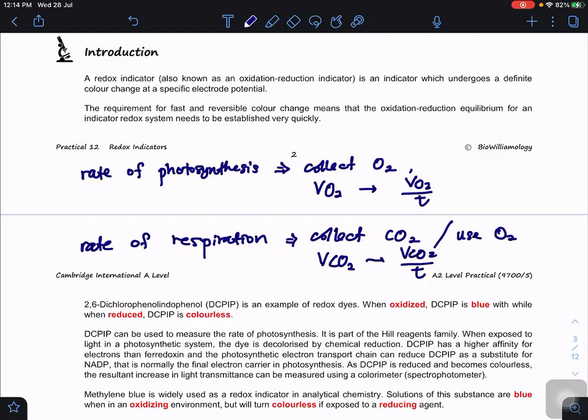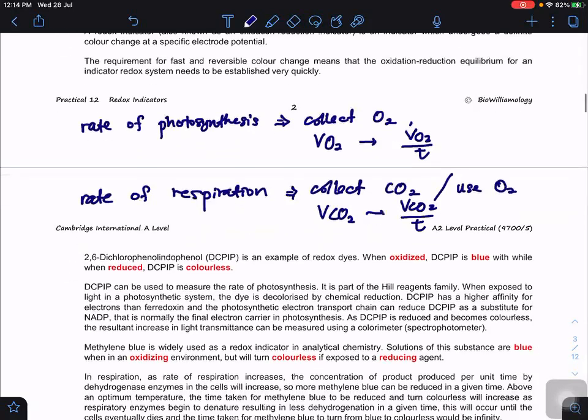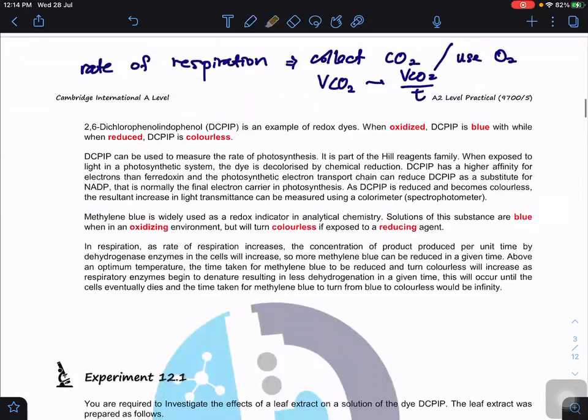But sometimes we want a very quick rate of respiration. We don't want to collect it over many hours, or maybe we are collecting for small mammals, small animals, where we may need to prolong the time. So therefore, we want a quick indication of the rates of respiration or photosynthesis. We can always use a redox indicator. An example of this redox indicator is DCPIP, we can use it.